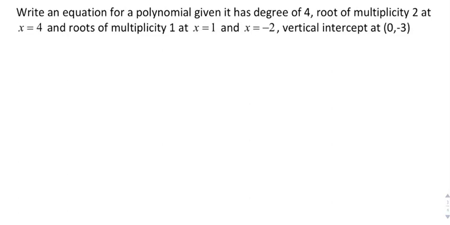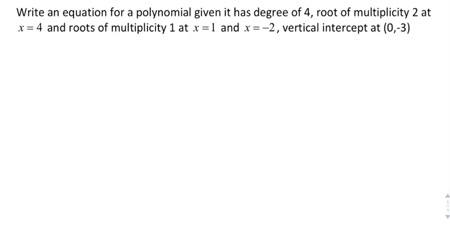Let's look at how to write an equation for a polynomial given it has a degree of 4, a root of multiplicity 2 at x equals 4, and roots of multiplicity 1 at x equals 1 and x equals negative 2, and it also has a vertical intercept at the point (0, negative 3). So first let's look at each of these roots, or zeros, of the function.